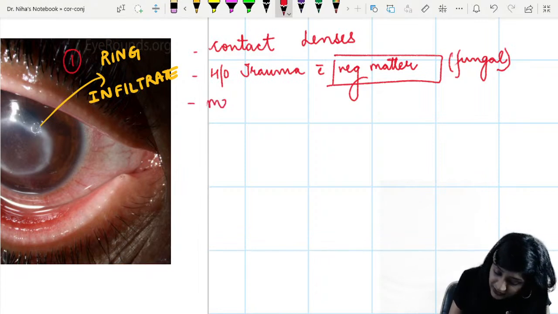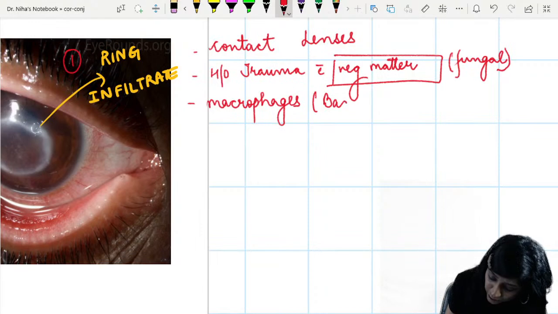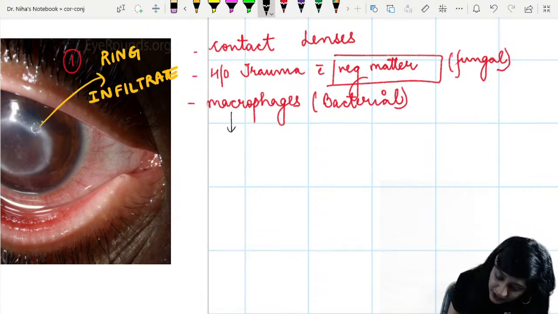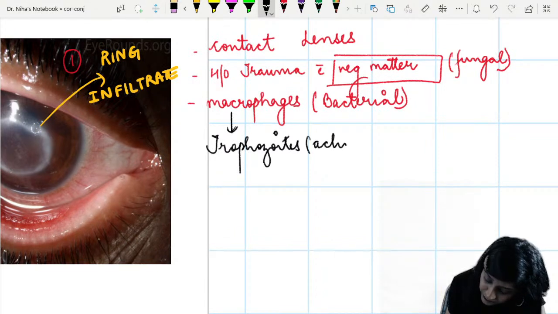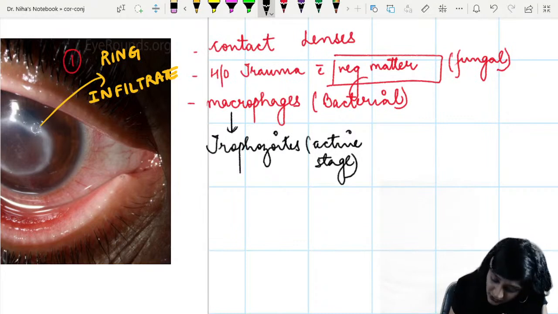Similarly, you can see macrophages here, and due to that you can confuse it with bacterial ulcer. Now what are these macrophages? Actually these are not macrophages, these are the trophozoites. Trophozoites are the active stage of the amoeba, and they resemble macrophages. Then we also get the pseudodendrites.